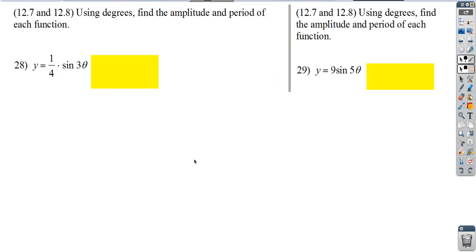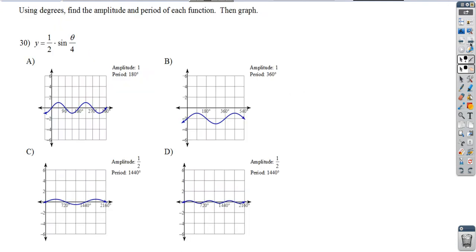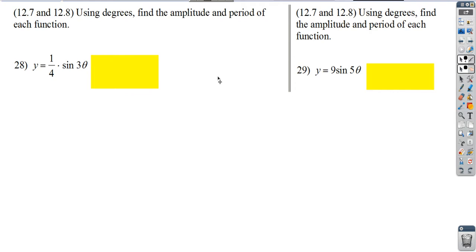Okay, for 12.7 and 12.8, I think in another page you're going to talk about graphing this, so I'll show you how to do that. But first thing we have to know for graphs is we need to know what's called the amplitude and the period. Okay, the amplitude, here's a really simple sine graph.